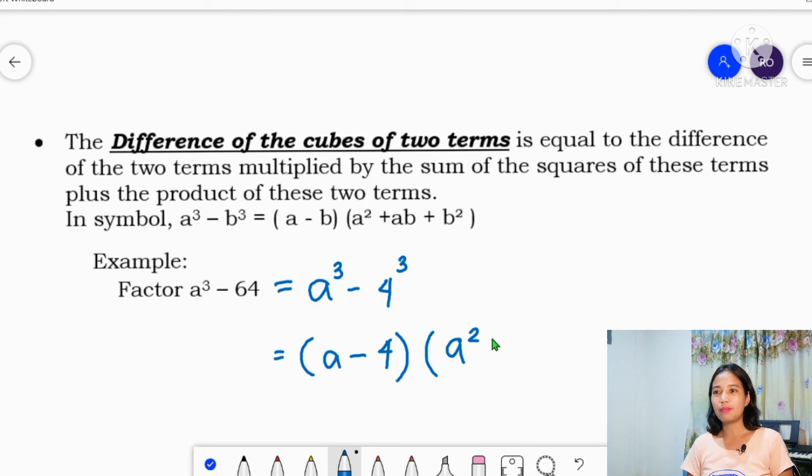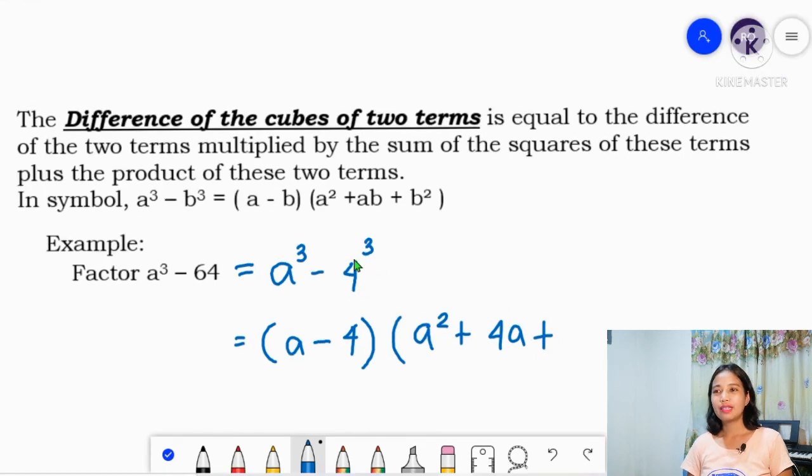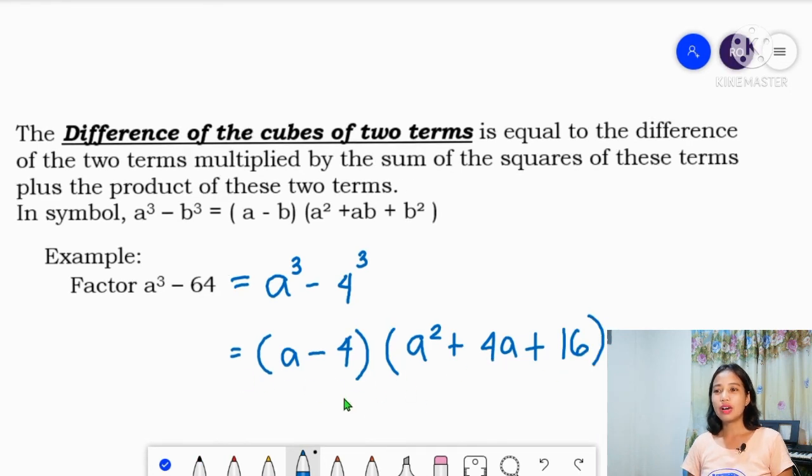And then, we copy the plus sign, and we will multiply the first term and the second term. So, if we multiply the first term and the second term, A times 4, so that is 4A. And we'll copy the plus sign. Then, we will get the square of the second term. So, the square of 4 is 16. So, 4 times 4 is 16. So, these are now the factors of A cubed minus 64. So, A minus 4 and A squared plus 4A plus 16.